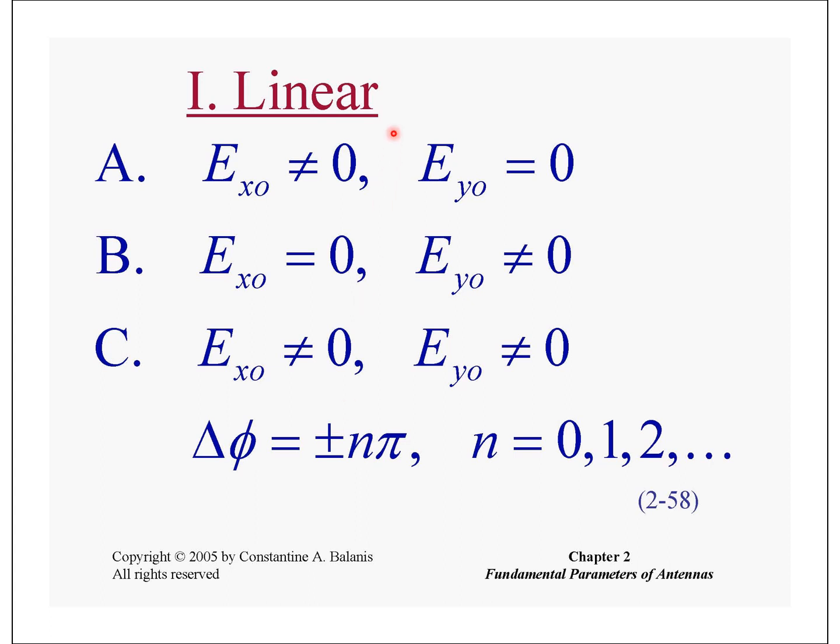Linear. For linear there are three conditions. Number one, when the y component is 0 but the x component of the field is not 0. In that case the wave will be linearly x polarized. Second criterion, if the y component is not 0 and the x component is 0, in that case the wave will be linearly polarized along the y direction. Third criterion is that neither the x component nor the y component is 0. Both components of the electric field are non-zero. However, the relative phase between the x and y components, that is delta phi, is either 0 degrees or a multiple of 180 degrees. So if the phase difference is a multiple of 180 degrees or 0 degrees, then the wave will also be linearly polarized. So these three are the conditions for the linear polarization of the wave.